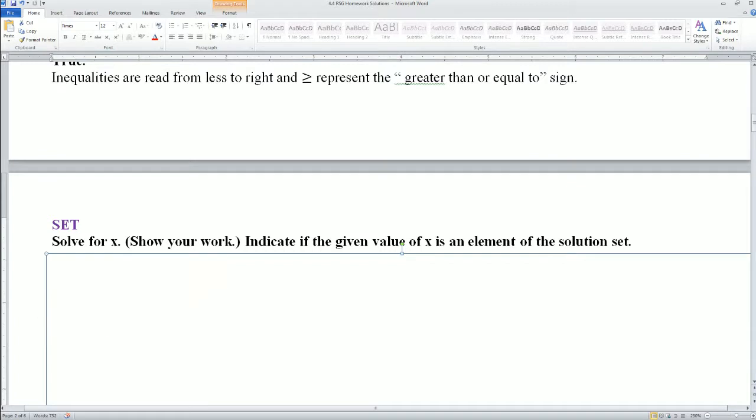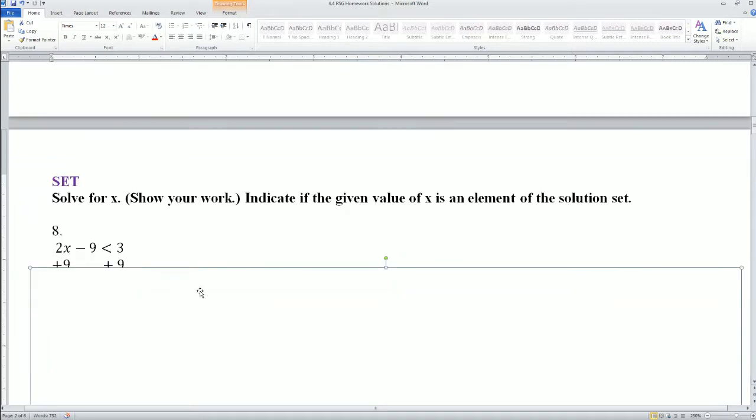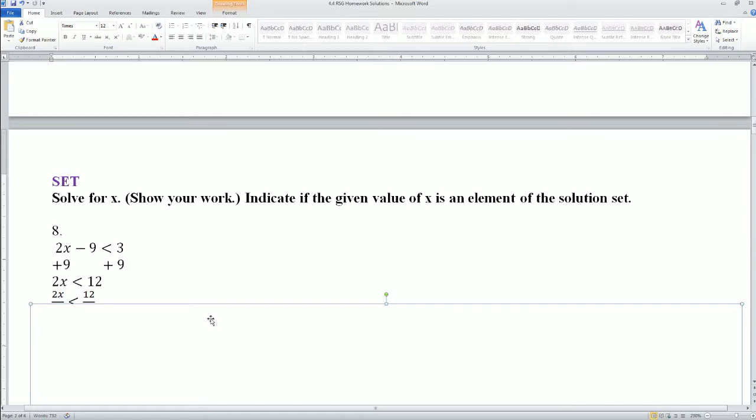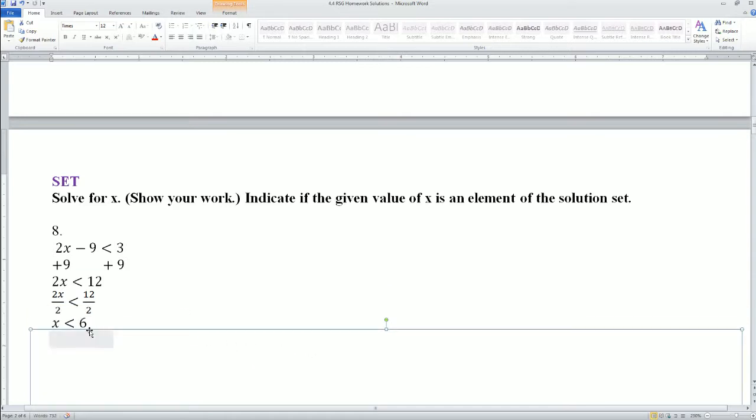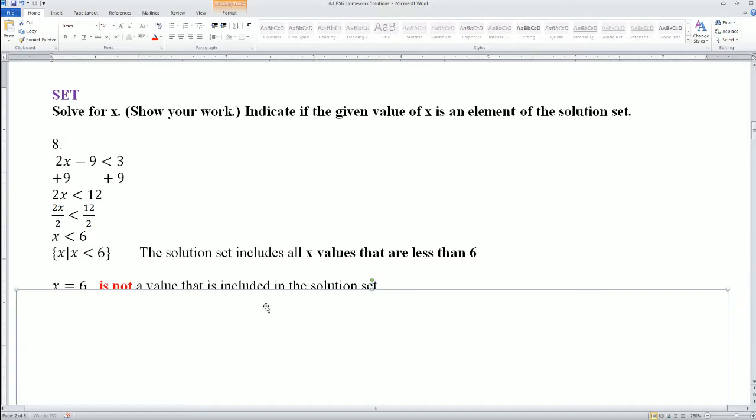Next, solve for x. Indicate if the given value of x is an element of the solution. Okay, we have here 2x minus 9 is less than 3. Add 9 to both sides. You get 2x is less than 12. Divide by 2 on both sides. You get x is less than 6. Putting that in set notation, you say the solution set includes all values that are less than 6. x is equal to 6 is not a value that is included in the solution. So you say that does not work.